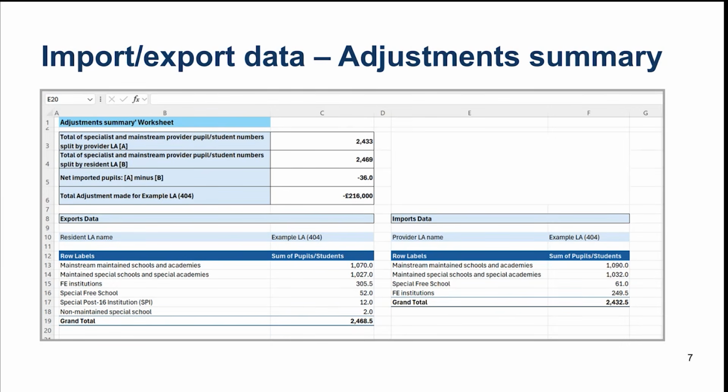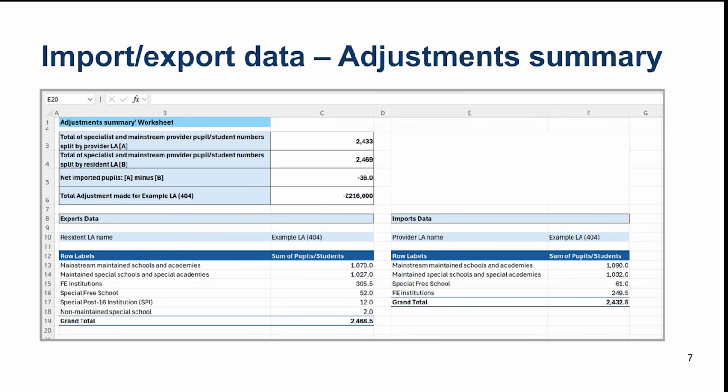Whereas those in FE institutions are much higher for those attending outside the local authority area, which gives a net of minus 56, because you have the 250 imports less the 306 in the exports column. Hence, overall, the local authority here is considered an exporting local authority with that negative net total funding adjustment.